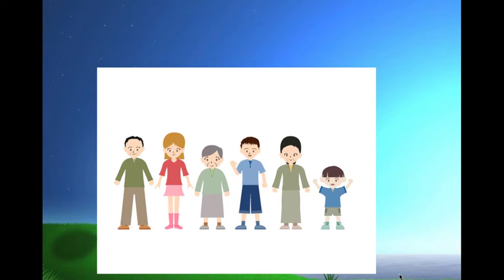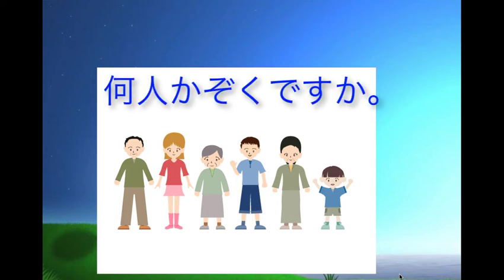So if you're living with your grandparents, for example, you can choose to add them to the number of people in your family. There's an element of personal choice in how many people you say. But for the purposes of this activity, we're going to count everybody in the picture. Nannin kazoku desu ka?